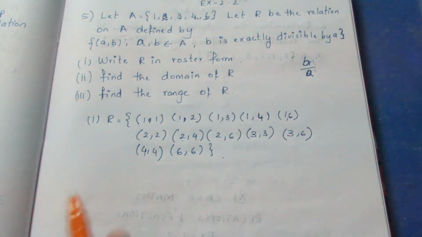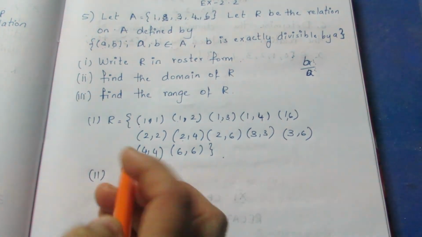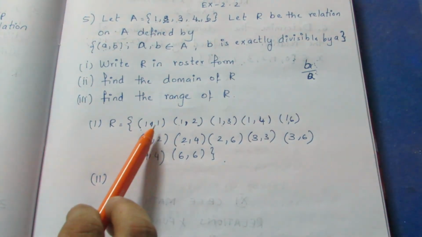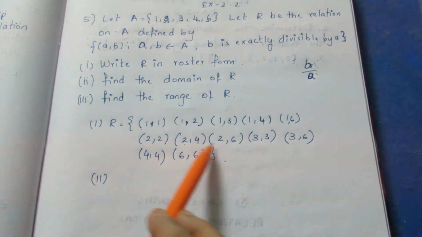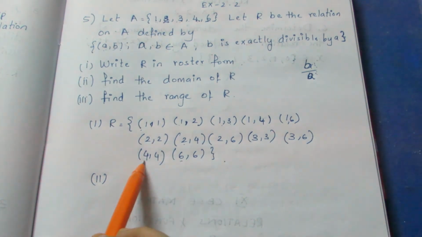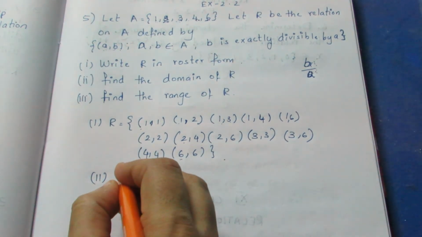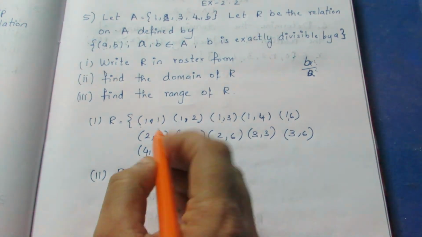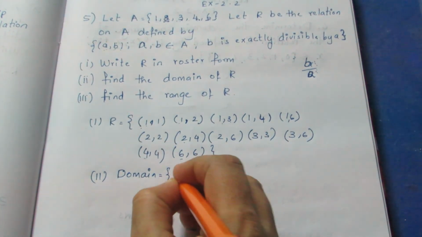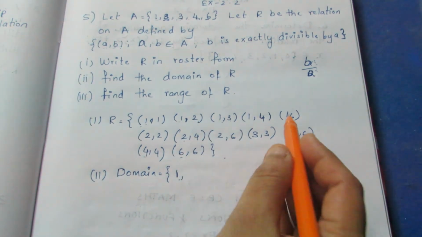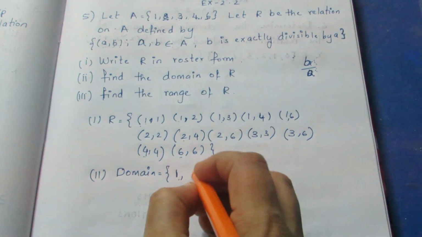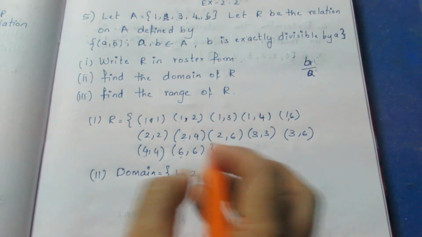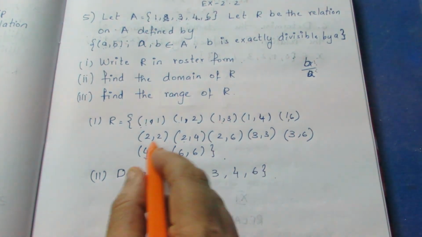Now we'll move on to the second subdivision. Here they have given, find the domain of R. For the domain, the first elements in R will be your domain. So domain is equal to the elements in the first one, that is 1. You cannot repeat it in the set, so it is 1 we have written. Next it's 2, 3, 4 and 6. All the elements in the first one.